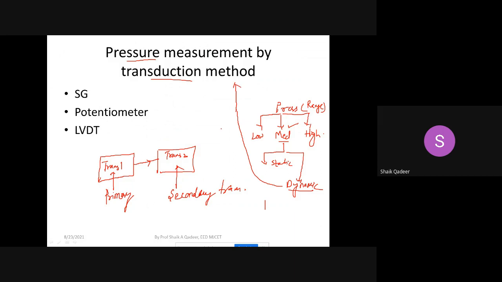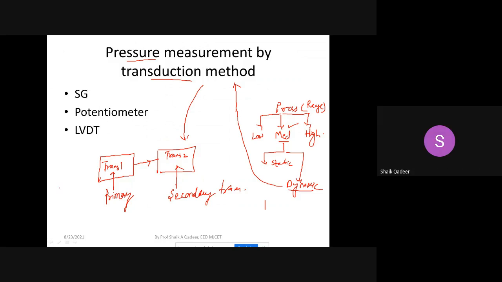I am repeating this. If range of pressure is medium and if type of pressure is dynamic, then the corresponding method which measures pressure for that particular category is called the transduction method. Now, what is transduction method? I am trying to explain you. Are you ready for that?